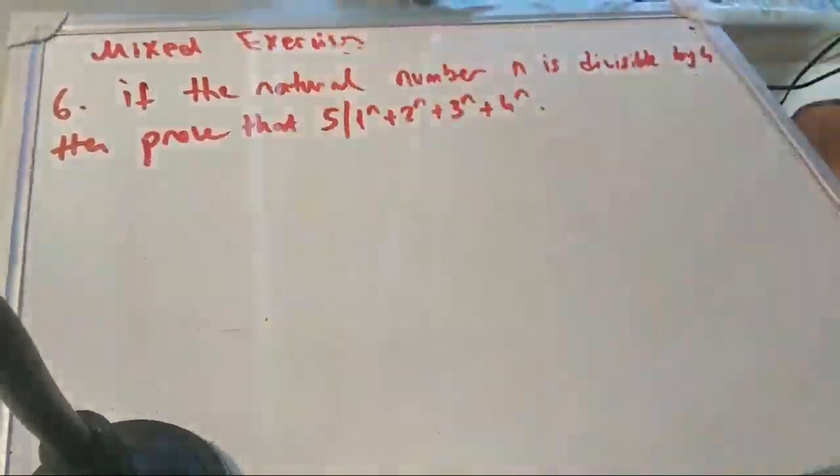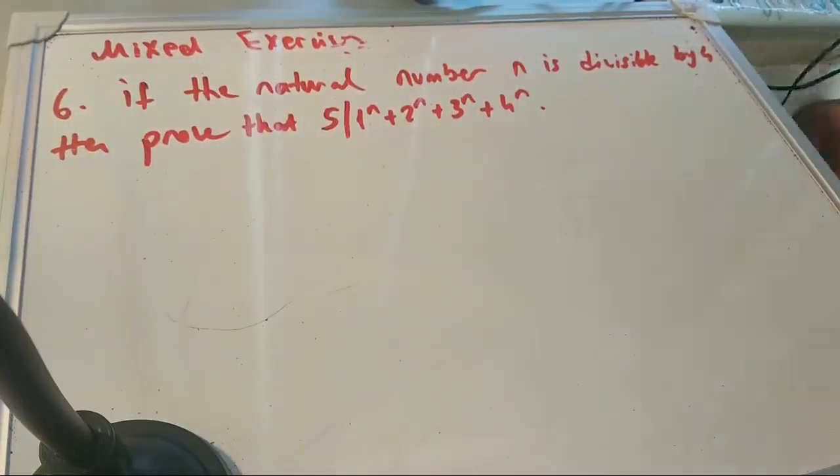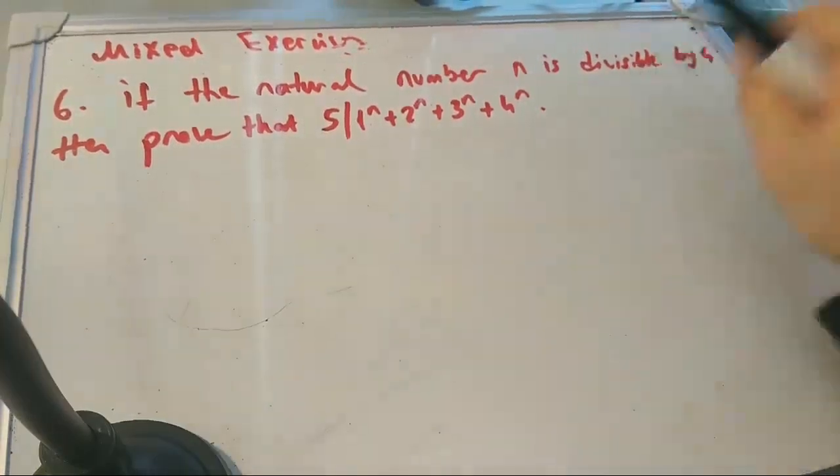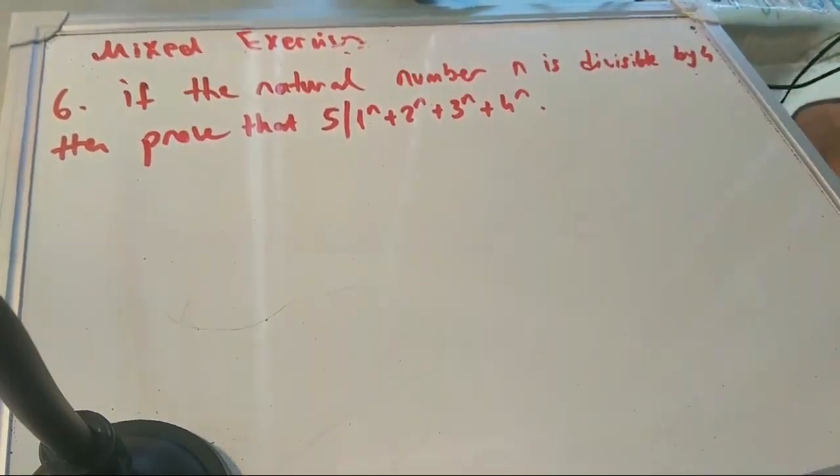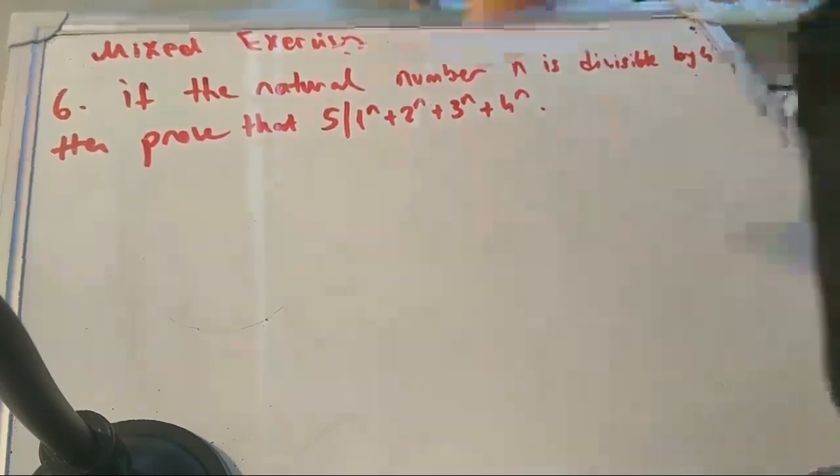N is divisible by 4. The number is divisible by 5. Here, n is divisible by 4. Seems very complicated, right? Very, very complicated. And time by time, it becomes more and more complicated.